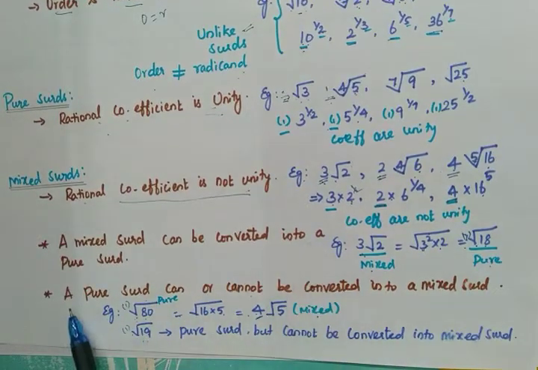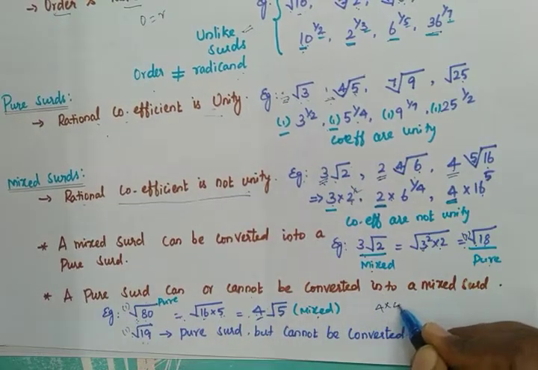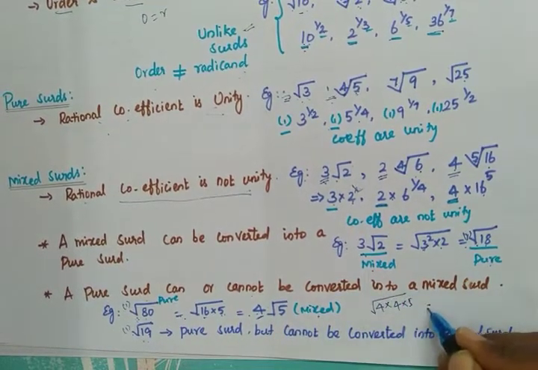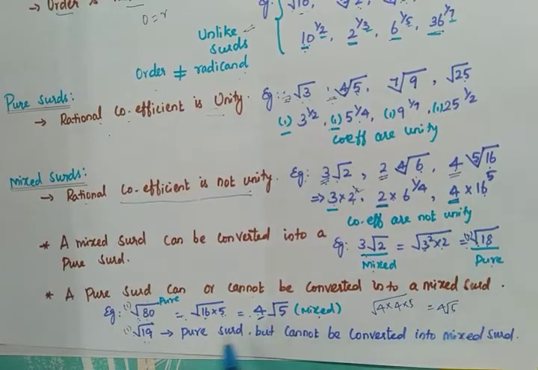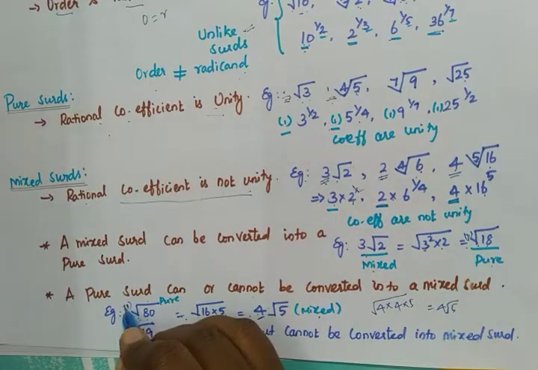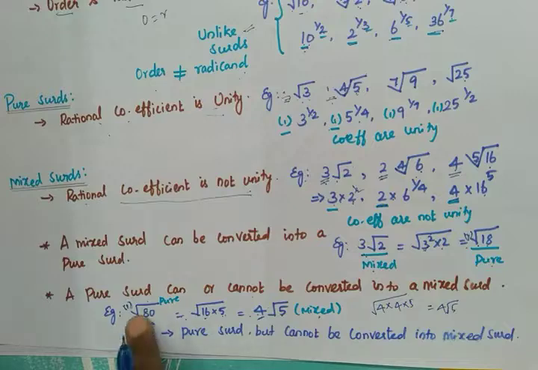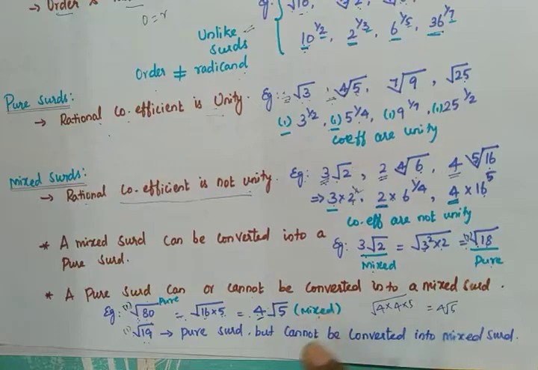Then what about a pure surd? A pure surd can or cannot be converted into a mixed surd. For example, let us take square root of 80. So what will be the answer for this? That is root of 16 into 5. So 16 we can write as 4 into 4 into 5 square root of. So we can take this as 4 root 5. So we have converted this pure into mixed. Pure can be converted into mixed because here we have coefficient 1, unity, so it is called pure, and here we have coefficient 4, hence it is called a mixed surd.